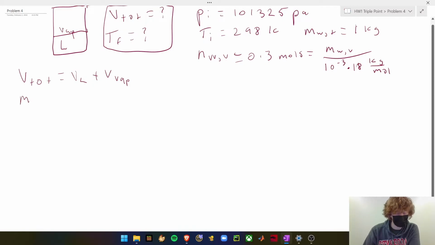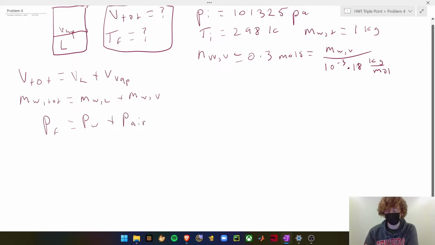We know that our total mass is going to be equal to the mass of the water in the liquid phase plus the mass of the water in the vapor phase. We know that our total pressure, actually we'll go ahead and write that as our final pressure, is going to be equal to the partial pressure of our water plus the partial pressure of air.